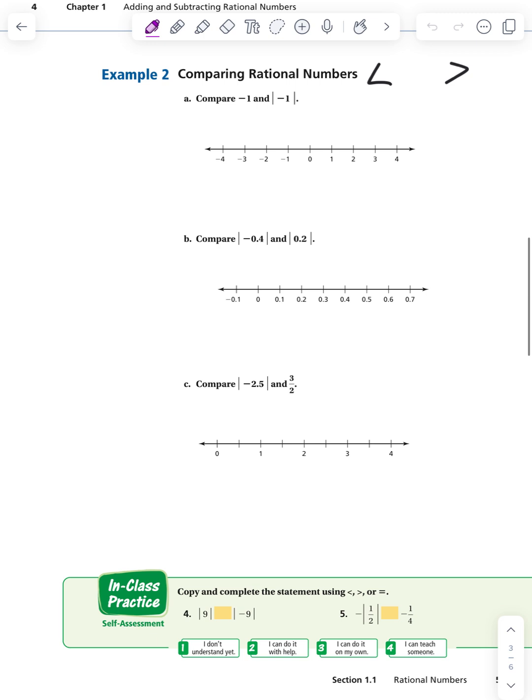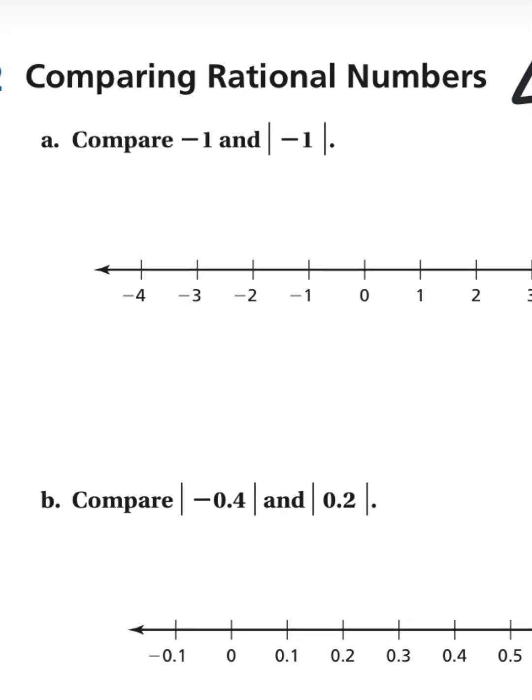Okay, compare negative 1 and the absolute value of negative 1. Well, the absolute value of negative 1 is positive 1. Negative 1 is here, positive 1 is here. Because negative 1 is further left, negative 1 is less than positive 1.